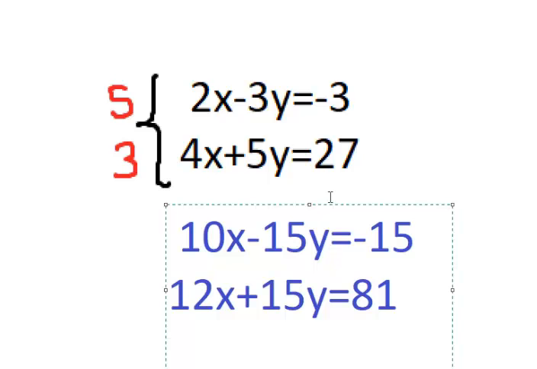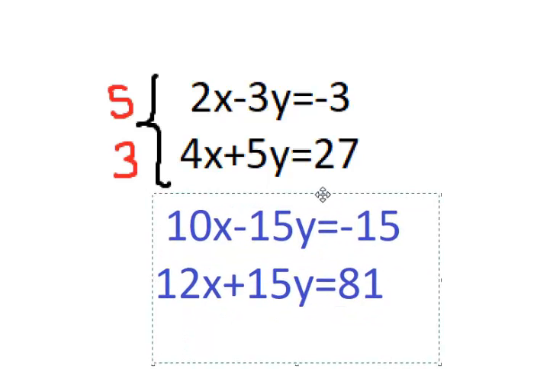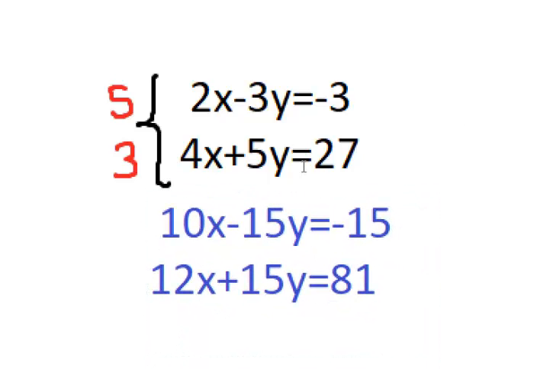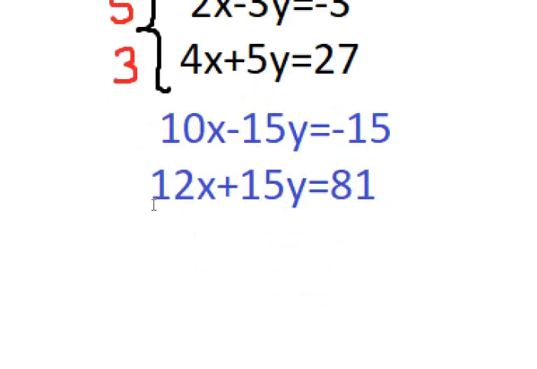Now what am I going to do with these answers once I multiply? I'm going to repeat the process again of adding and subtracting, okay? So I'm going to draw the line again. Let's try doing a better line this time. Okay, I'm going to draw the line again, and I'm going to add and subtract. Minus 15y and positive 15y, that's going to give me 0.